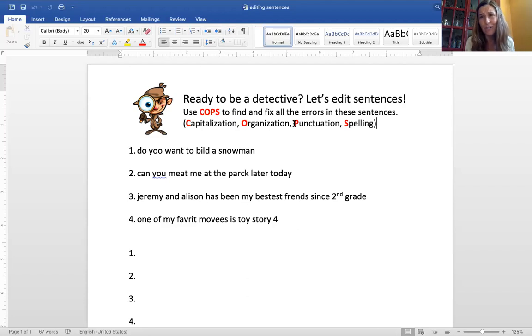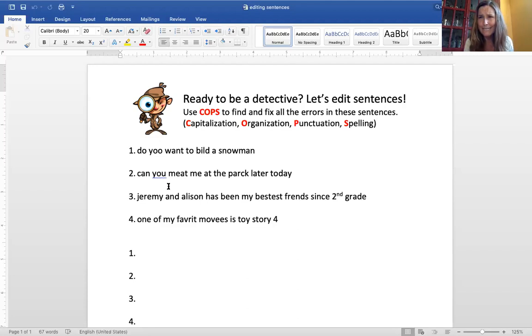P is punctuation. Maybe we have some commas that need to be in the middle of a sentence. Maybe we have a colon we need to use because we're listing out items. Or maybe it's at the end of a sentence where we put a period, question mark, or exclamation point. And lastly, spelling. Sometimes homophones will be a little tricky because the word sounds the correct way, but is spelled differently. Or sometimes we're using our own creative, inventive spelling, and we need to do proper spelling.